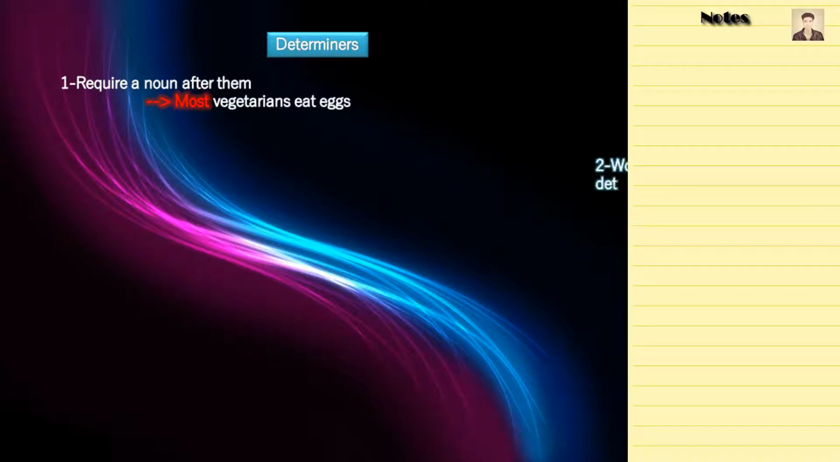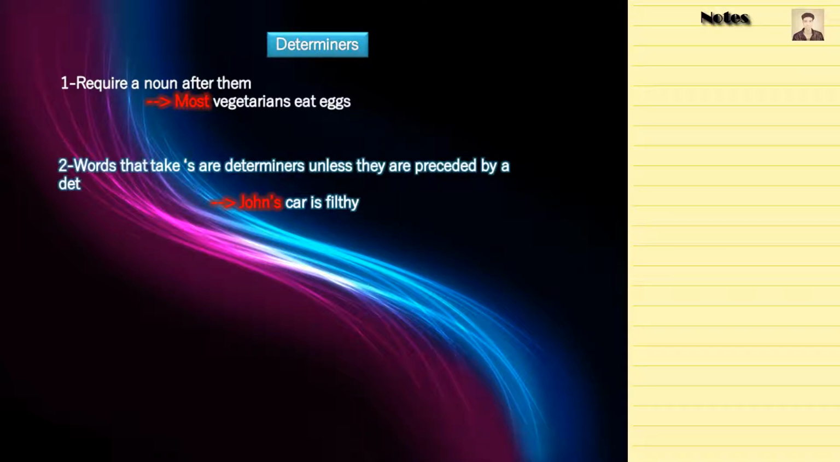Determiners. Well, determiners require a noun after them. If you see an element and you think that it is a determiner and it's not followed by a noun, well, it's not a determiner, it's something else. We have an example: most vegetarians eat eggs. So most is a determiner. It is followed by a noun.